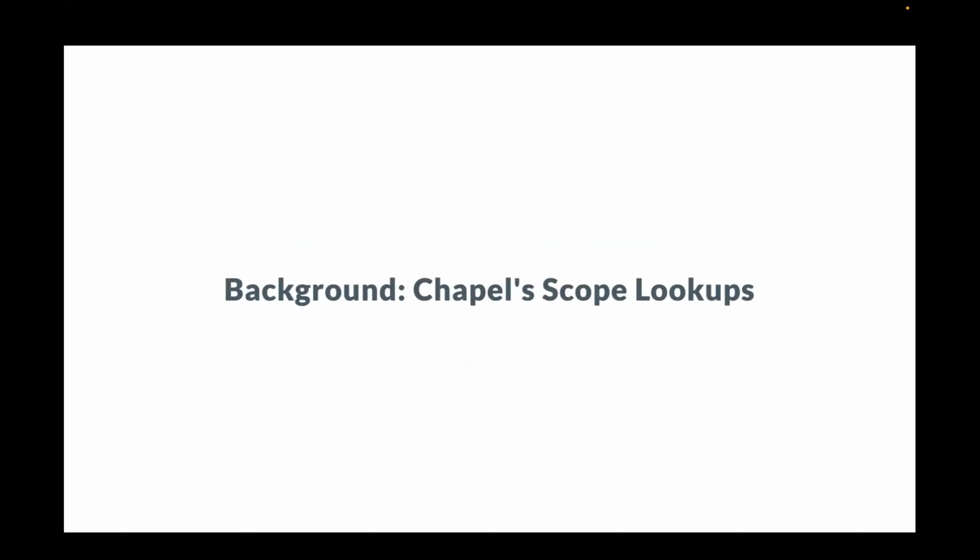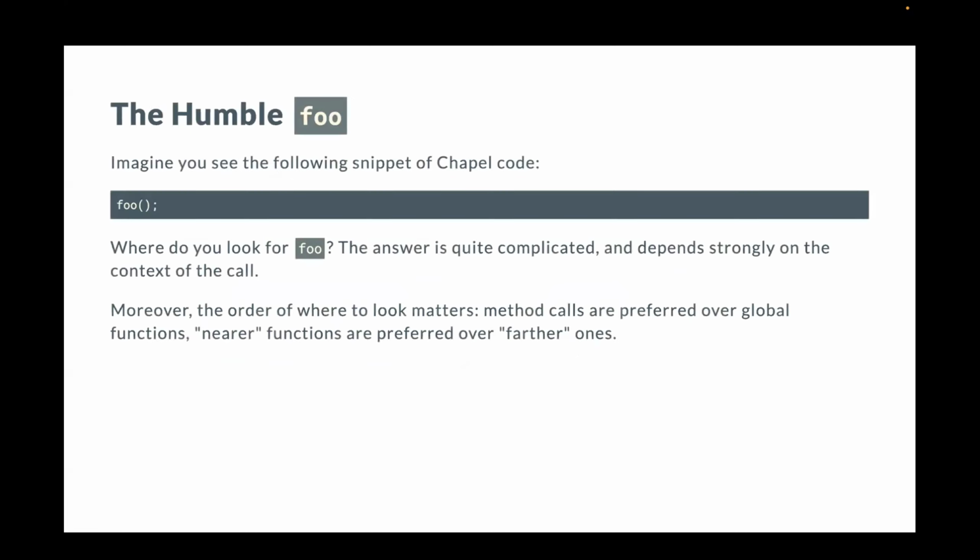All right, so let's talk about Chapel scope lookups to motivate the bug. Suppose you're looking at a call to foo somewhere within a bigger Chapel program. Where do you look for foo? It turns out the answer is quite complicated and depends strongly on the context that surrounds foo. Also, the order of where you look actually matters because Chapel prefers method calls to global non-method functions where possible. And furthermore, it prefers near functions lexically to functions that are further away.